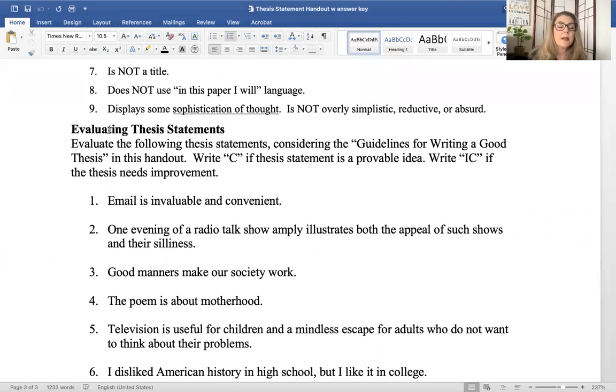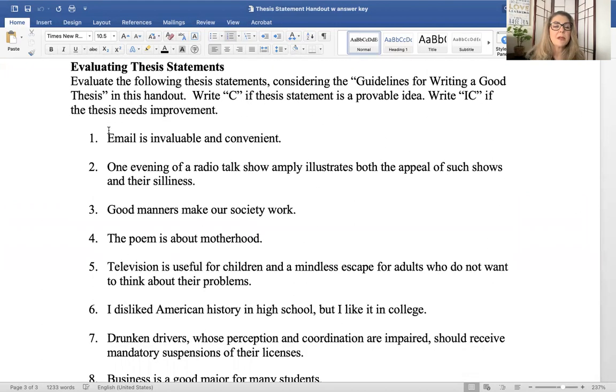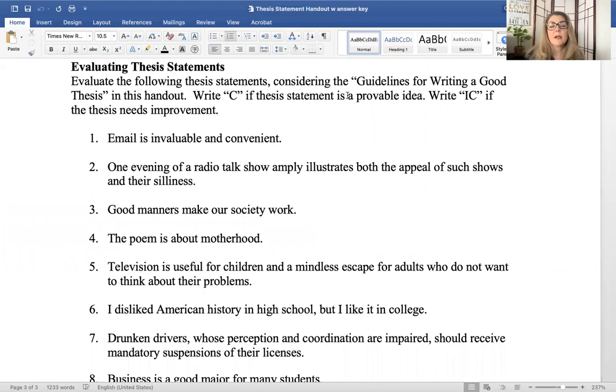All right, so let's go ahead and evaluate these thesis statements. What we're going to do is look at each one and decide if the thesis statement is C, correct, which means it's a good thesis, a provable idea, or I see it needs improvement, all right? And again, you can go back to the guidelines for writing a good thesis in this handout, which is above in the first part, if you need a reference point. Okay, let's go straight to the first one.